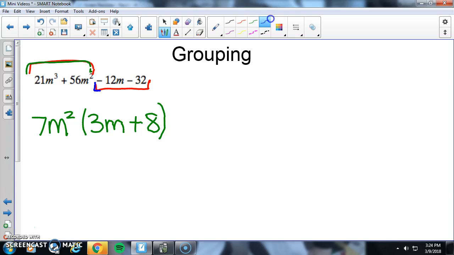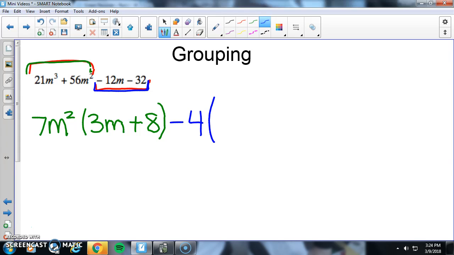Now when factoring group 2, which will be the blue group, we need to make what's left inside of our parentheses the same as what was left inside the parentheses from group 1. So we need to take out a greatest common factor that will make inside my parentheses 3m plus 8. So what goes into negative 12 and negative 32? Negative 4. So negative 4 will go into both of those. We can't take out a variable, so negative 4 is our greatest common factor.